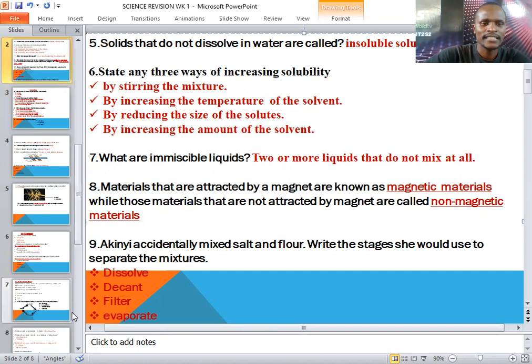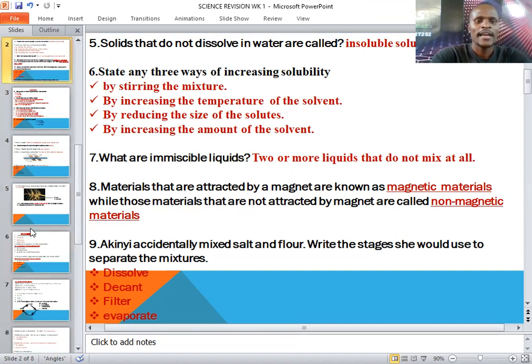Let's look at number 8. Number 8 was asking about materials that are attracted by a magnet. I think this is a very easy question, and some of us failed in this question. Now, materials that are attracted by a magnet, we call them magnetic materials, while those materials that are not attracted by a magnet, we call them non-magnetic materials. So we check on that. It's a very easy one. Ensure that you do that correction very well.